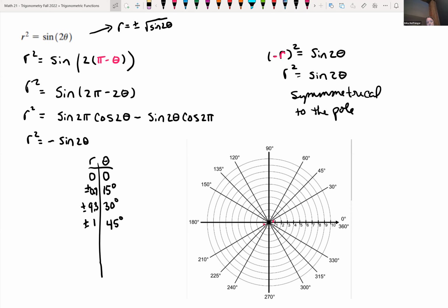Sine of 60 degrees is √3/2. Oh, that's okay. I'm sorry, that was 0.93. So almost 1. At 45 degrees, we have 1.